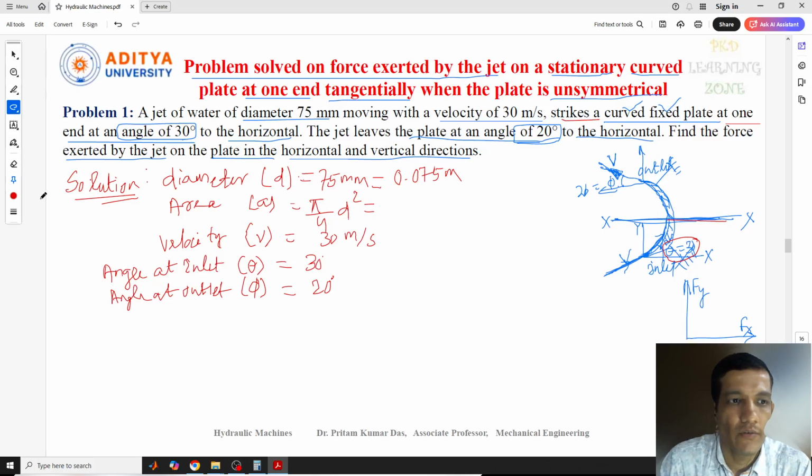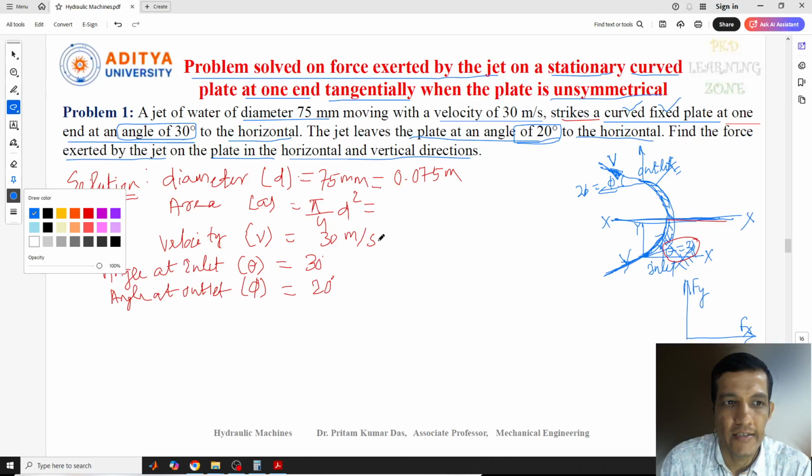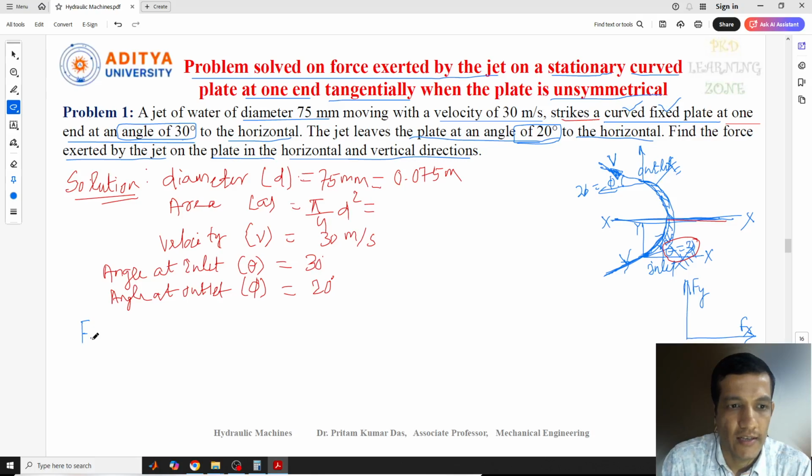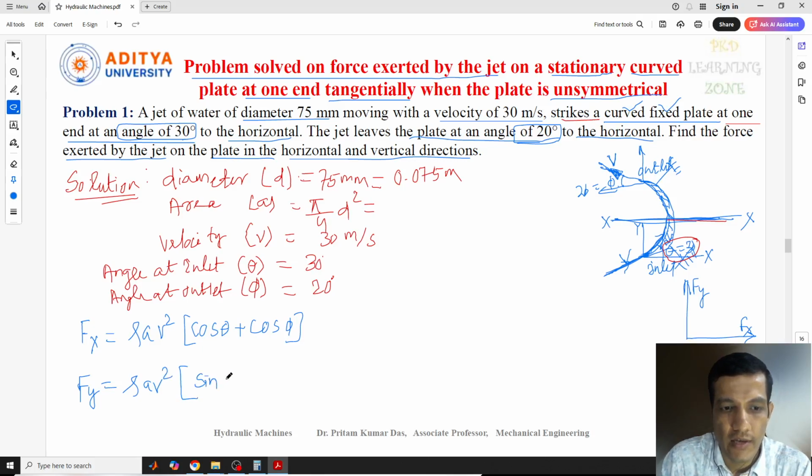Now what we need to find out? We need to find the force exerted by the jet in the horizontal direction, that means Fx. Fx equals rho a v square, and the formula is cos theta plus cos phi, bracket close. Similarly, Fy equals rho a v square, bracket star, sin theta minus sin phi. Okay, these are the data.